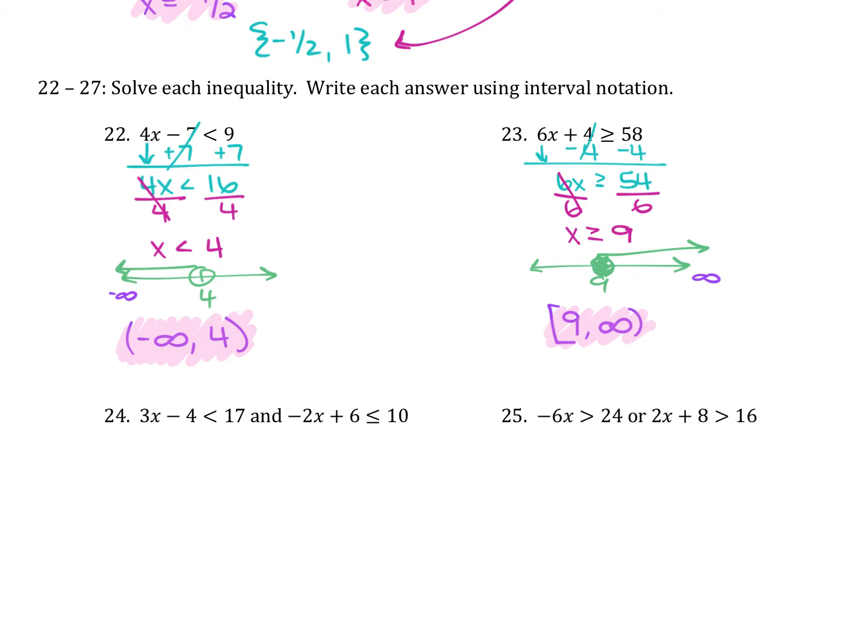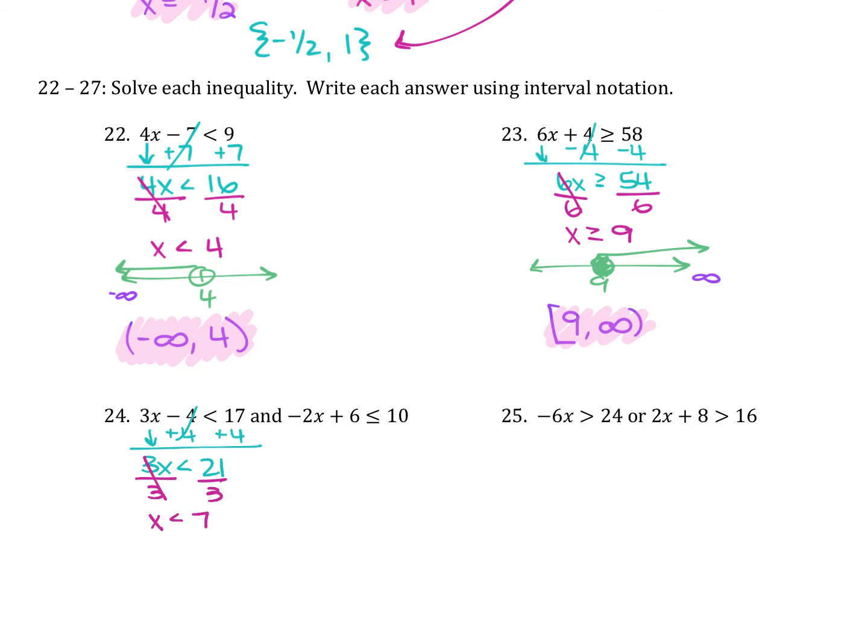Solving the one on the left first, we're going to move the 4 over by adding it to both sides. That gives us 3x is less than 21. Then we're going to divide each side by the 3, and we get that x is less than 7.